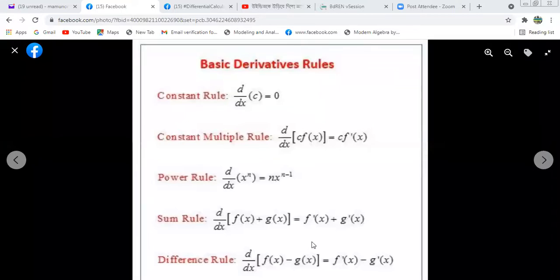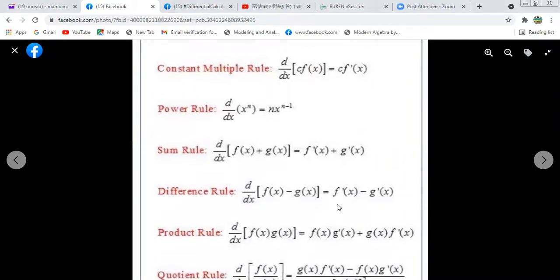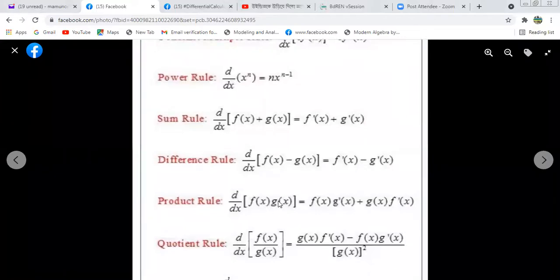Now the difference rule will be the same: differentiation of f of x minus g of x will be differentiation of f of x minus differentiation of g of x. And the product rule is a very important rule: d/dx of f of x into g of x will be f of x into differentiation of g of x plus g of x into differentiation of f of x. Now the quotient rule: d/dx of f of x divided by g of x. For divided by, we take g of x whole square in the denominator, and in the numerator g of x into differentiation of f of x minus f of x into differentiation of g of x.